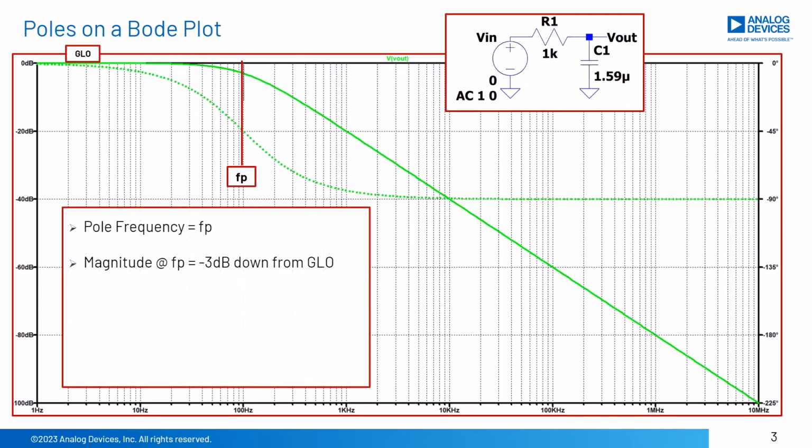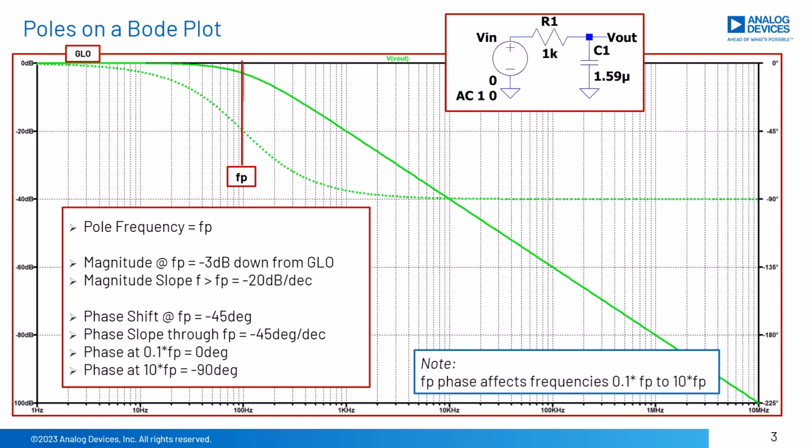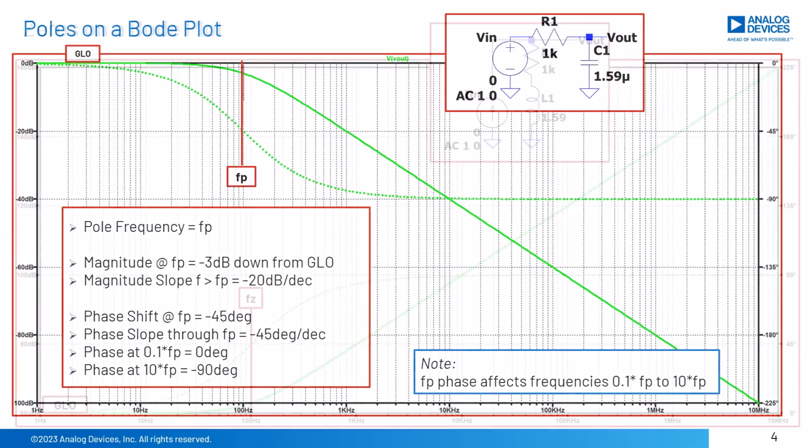Recall that at the frequency of the pole Fp, the magnitude will be minus 3 dB down from the lower frequency gain. The magnitude slope after Fp will be minus 20 dB per decade. The phase shift at Fp will be minus 45 degrees. The slope of the phase through Fp will be minus 45 degrees per decade, and flatten to 0 degrees 1 decade to the left of Fp, and flatten to minus 90 degrees 1 decade to the right of Fp. Note how the phase of Fp affects frequencies 1 decade to the left and right of its pole location.